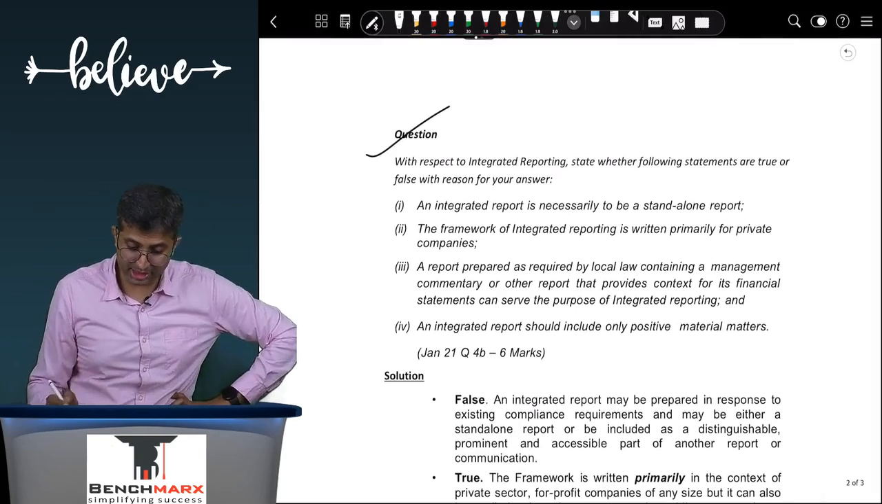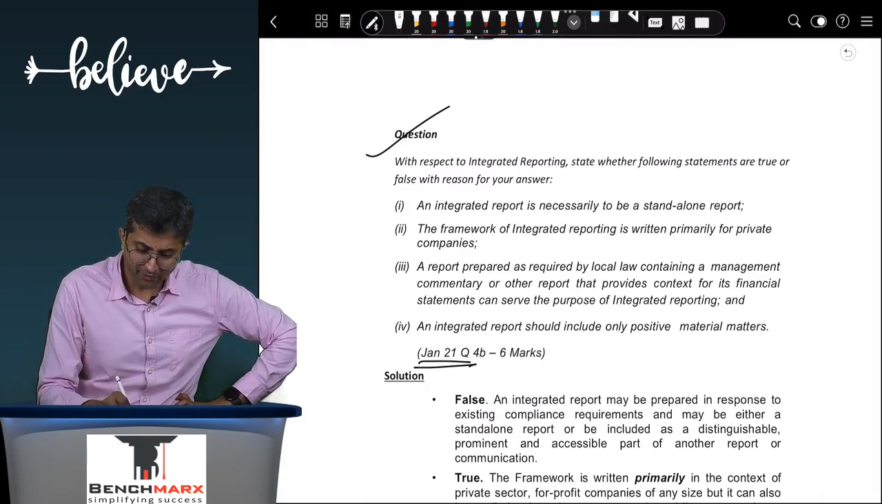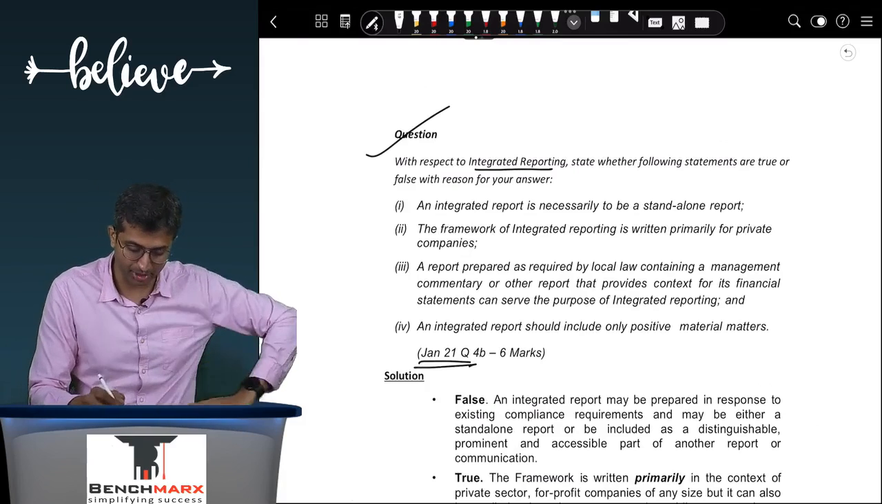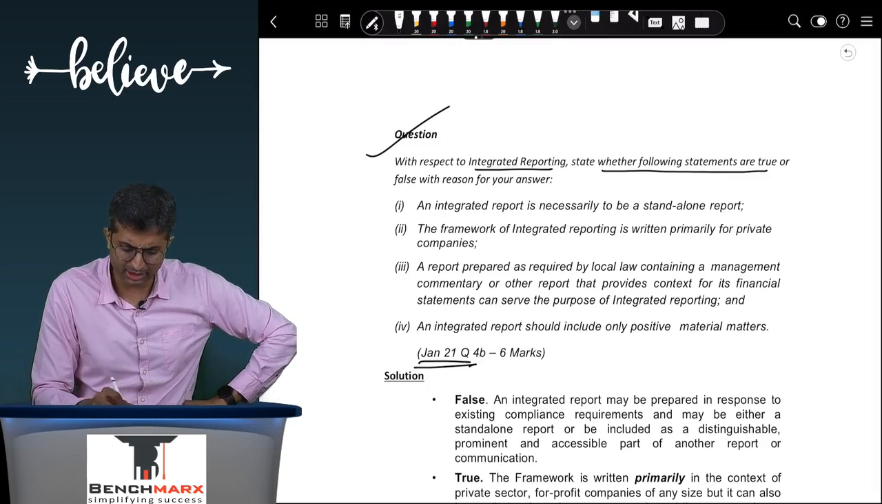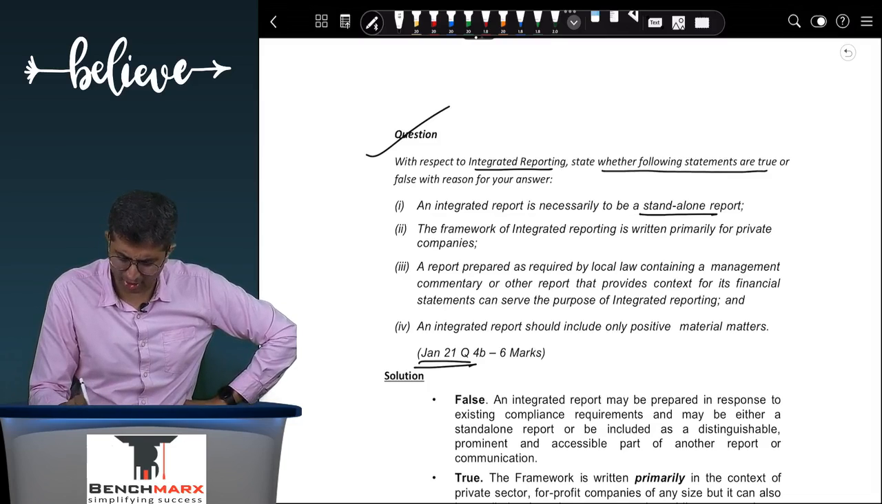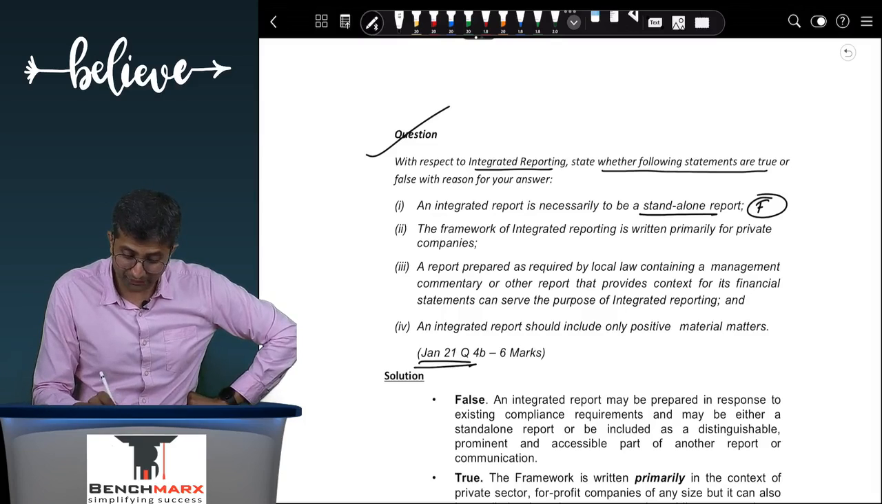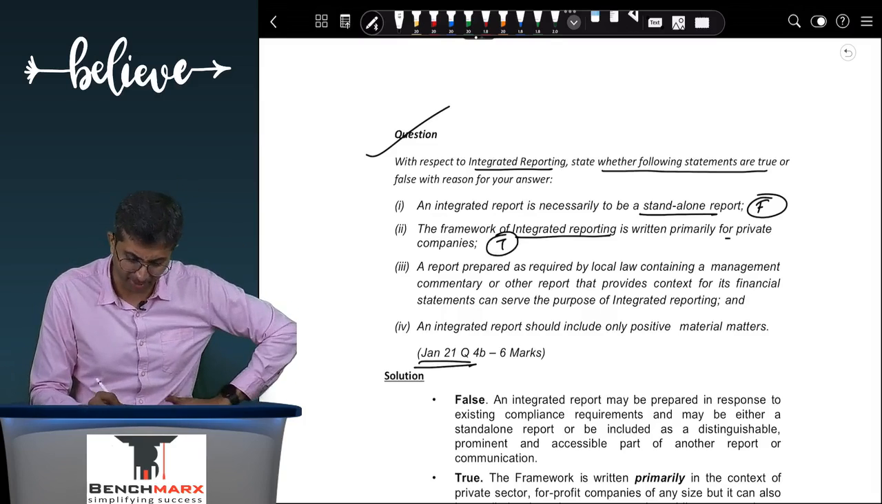Next question, this is the January 21 question, again for 6 marks. There was no question in the middle, so that is why we have not incorporated that. With respect to integrated reporting, state whether the following statements are true or false with reasons for your answer. An integrated report is necessarily to be a standalone report. False. It can be a part of an annual report as well. The framework of integrated reporting is written primarily for private companies. The answer is true. However, they can be adopted even by public companies.